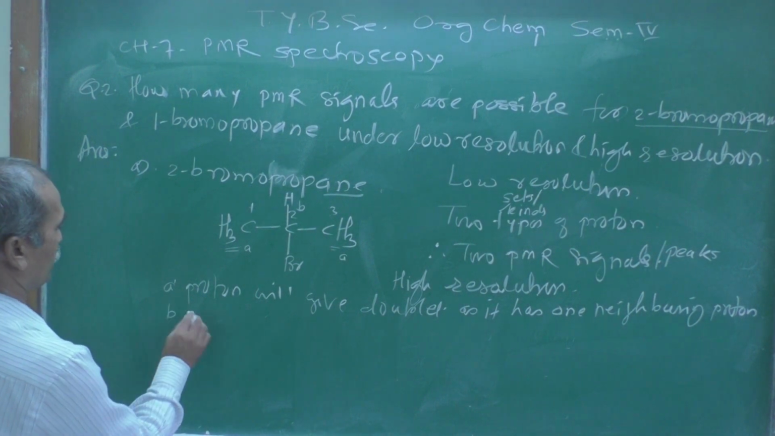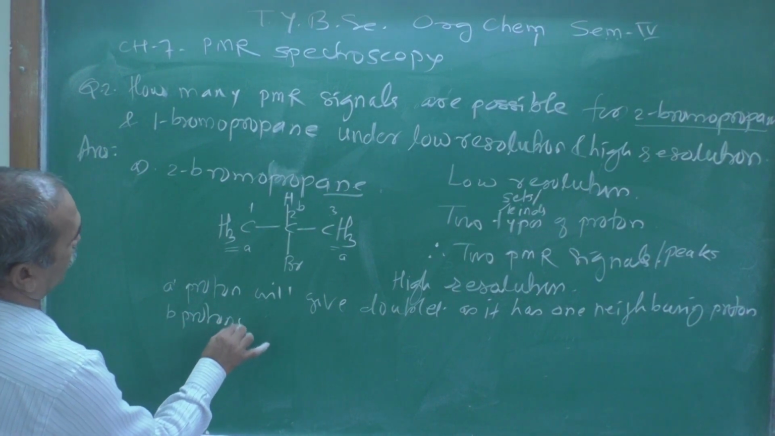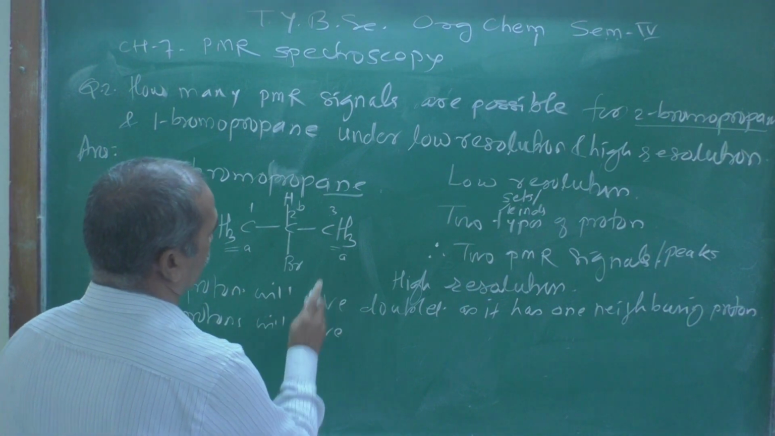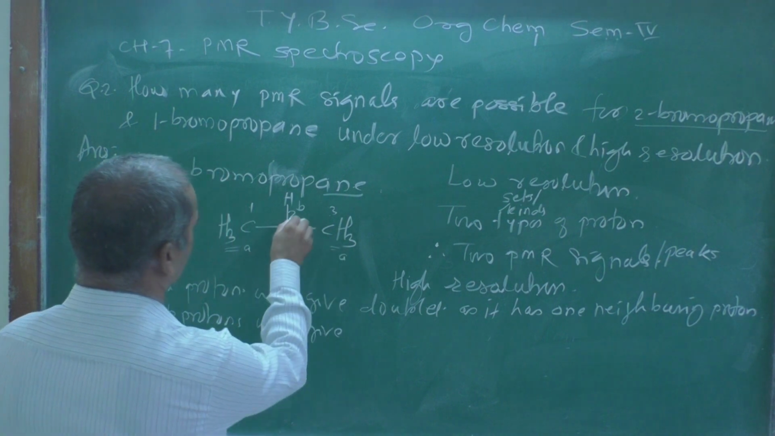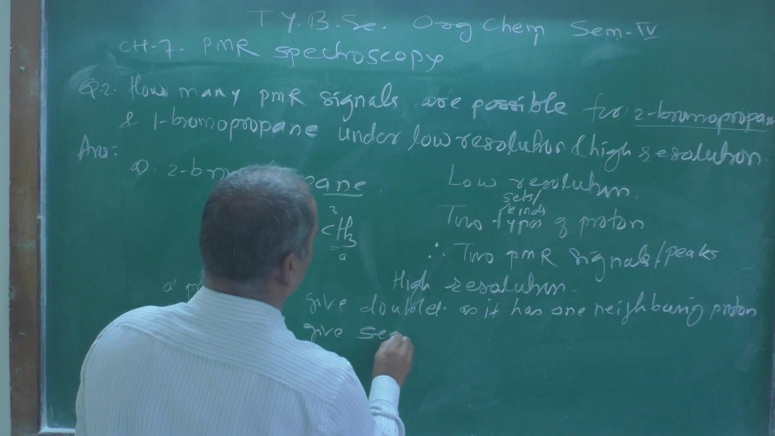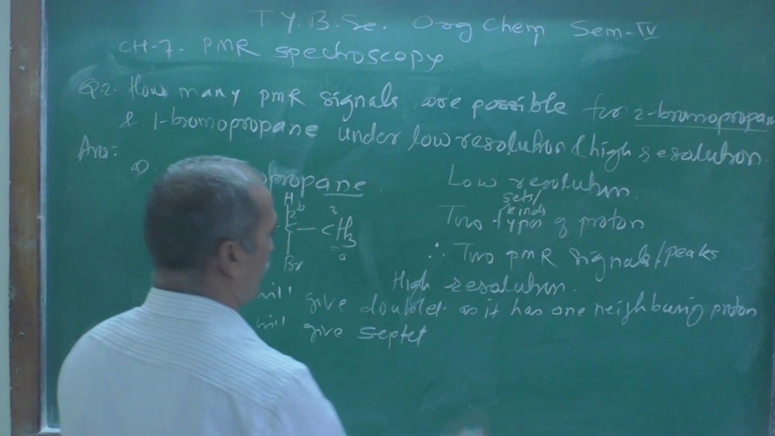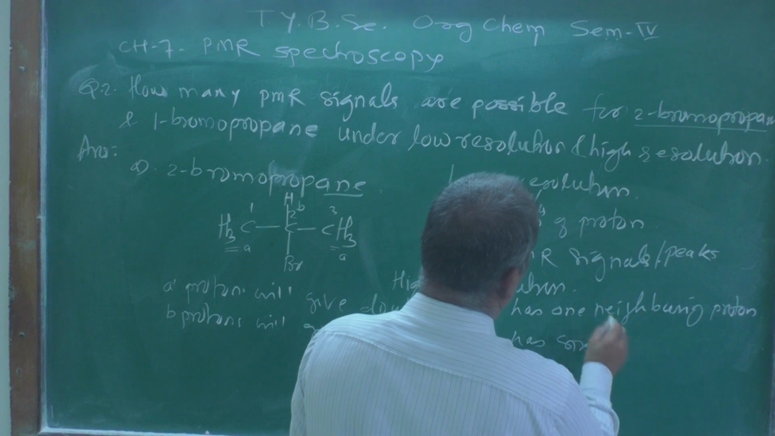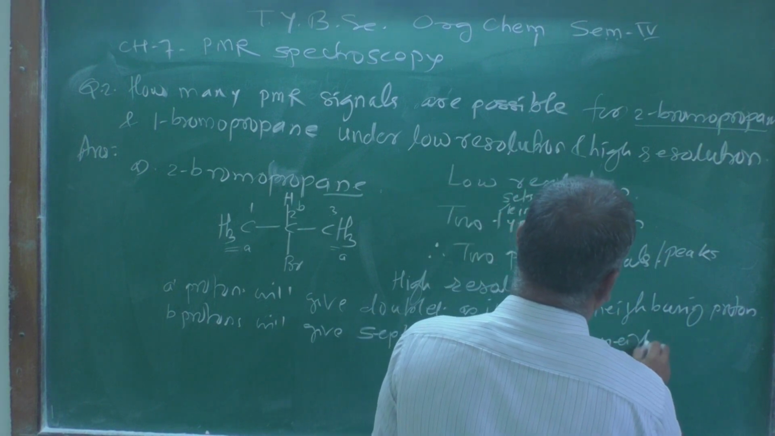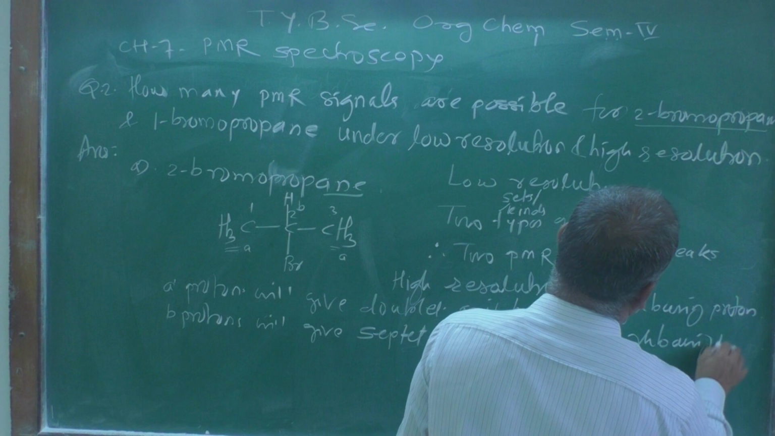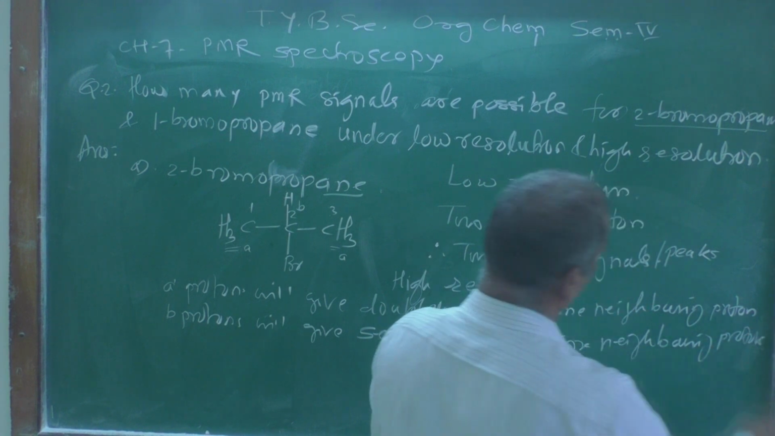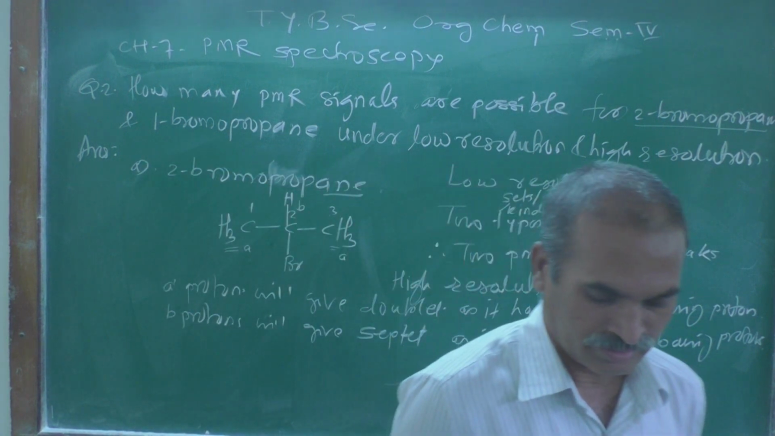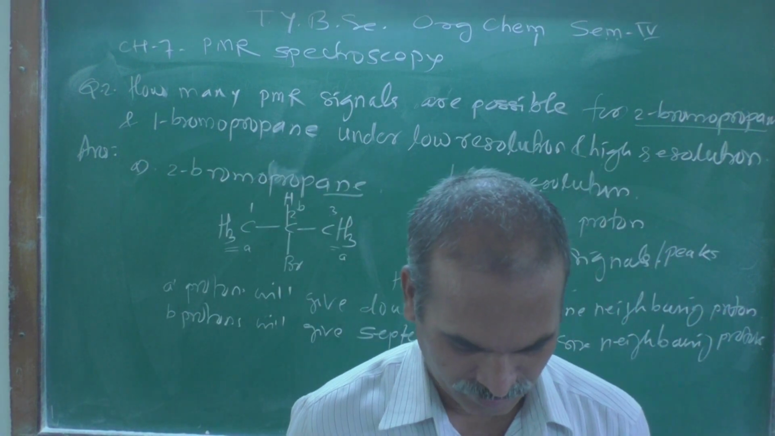Now let us see B protons. B protons will give a septet, as they have 6 neighboring protons. Look here. So in this way you can solve this problem.